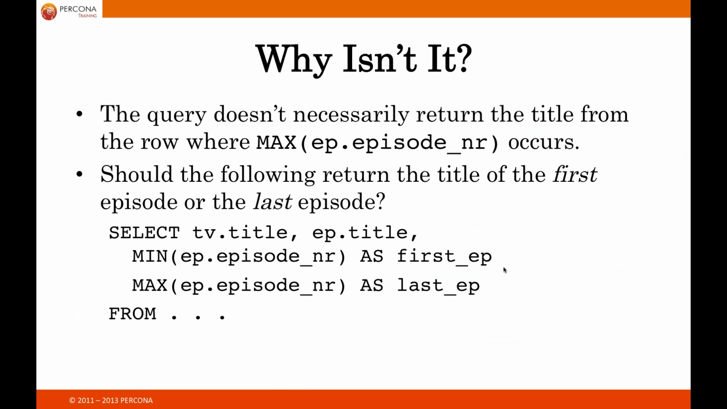Why isn't it? It doesn't necessarily return the title from the same row where that value of the max episode number occurs. And as a comparison, I try to show people this query. What if we were to have a query that shows the episode title and then it has two more aggregate functions, the minimum episode number and the maximum episode number? Well, in this case, should the episode title be the first or the last episode? How should SQL infer what you want to be in that title?